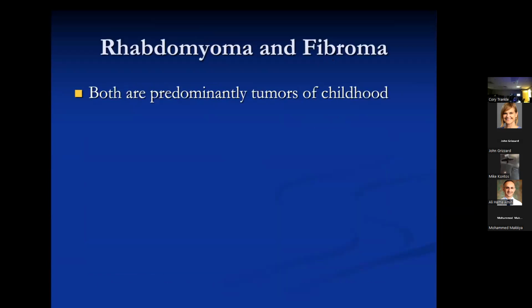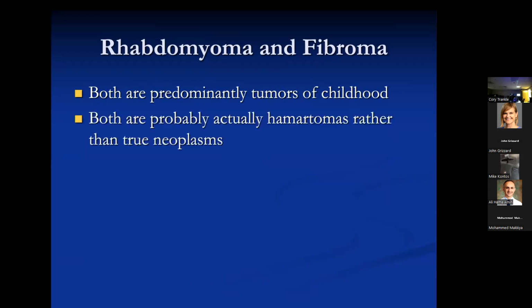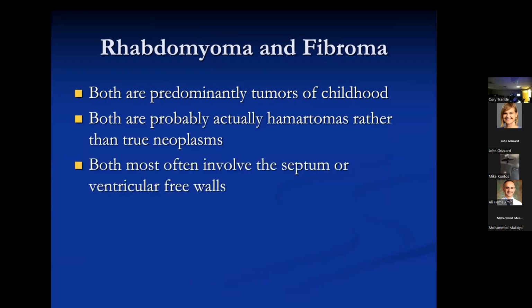So the differential really in childhood is predominantly between rhabdomyoma and fibromas. They're tumors of childhood. A lot of people think they're actually probably hamartomas rather than true neoplasms, right?